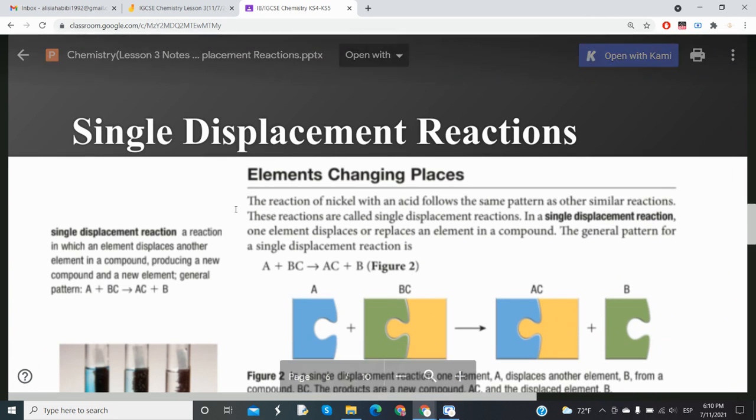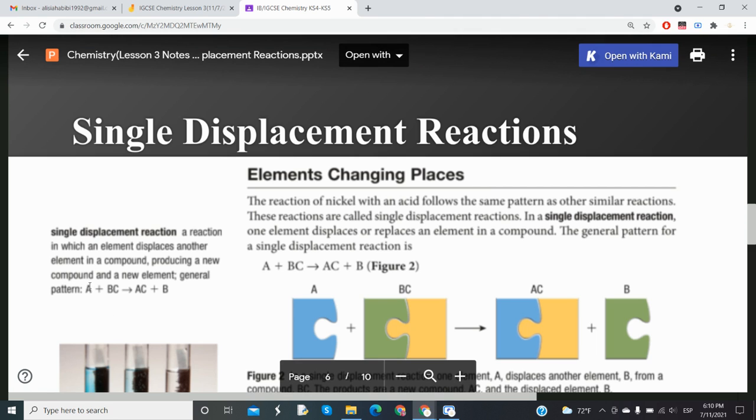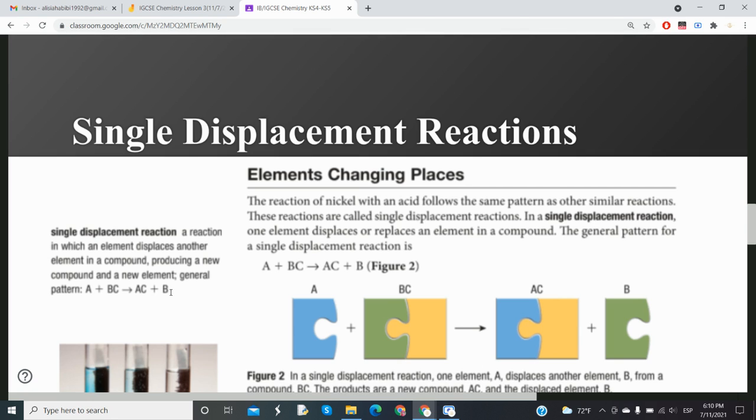So we are looking at the introduction to how single displacement reaction occurs. And like we mentioned, single displacement reaction is a reaction in which an element displaces another element in a compound, producing a new compound. So if you look on the left side, you would see, for example, a highly reactive element or metal could be A, and then we have a least reactive element or metal that is in a compound, which is BC, producing the displacement of A, which is displacing B, so that A reacts or combines with C, and then B is displaced. So it pretty much symbolizes that form of how a displacement reaction occurs.